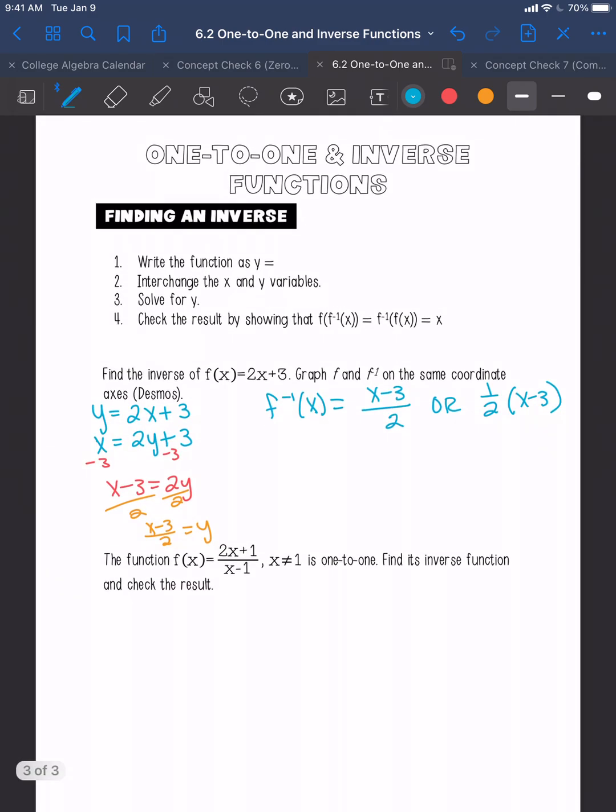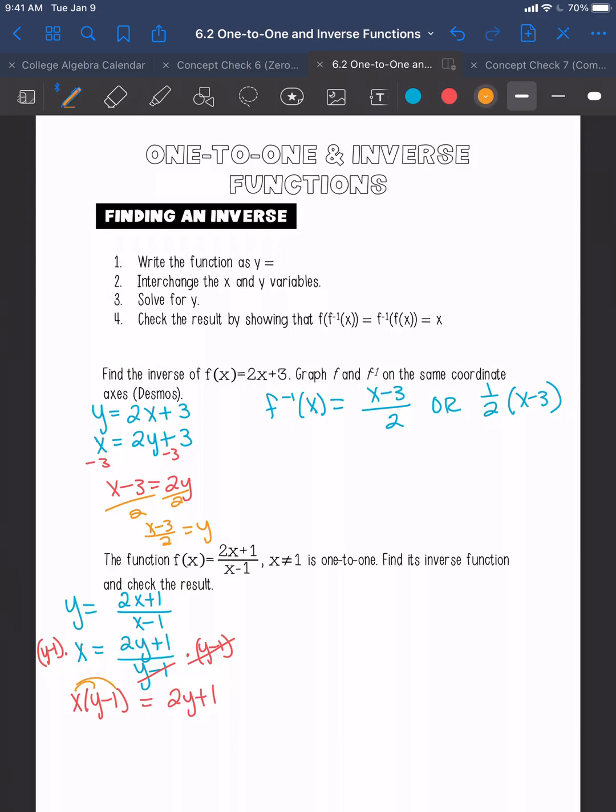All right, and let's find the inverse for the function f of x equals 2x plus 1 over x minus 1, where x cannot equal 1. So because it's 1 to 1, it has an inverse. So rewrite it y equals 2x plus 1 all over x minus 1. Interchange the x and the y, so now we have x equals 2y plus 1 over y minus 1. We need to solve for y, so let's multiply both sides by y minus 1. So on the left we have x times the quantity y minus 1 equals 2y plus 1.